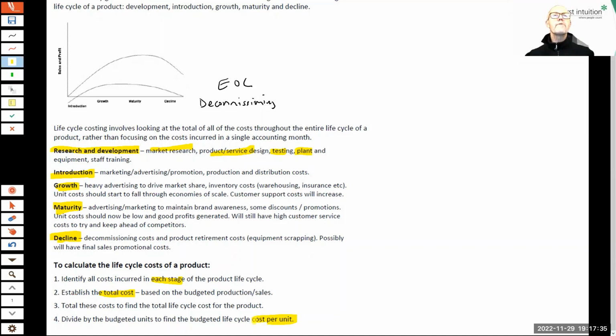I think for nuclear power stations they have a thing called the levelized cost per kilowatt hour, and it's about, I think it's about 12 pence if I remember rightly.